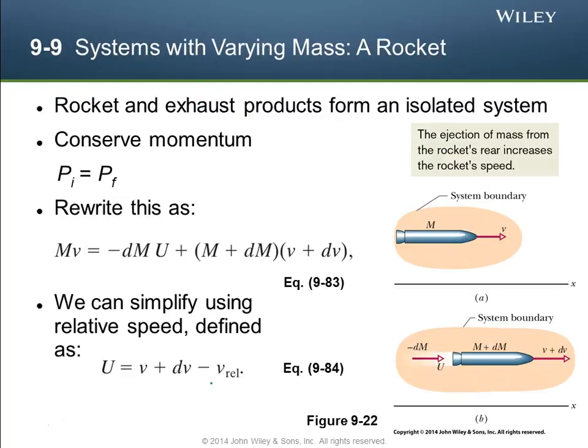Now, we're going to deal with some systems that are a little more complicated in that their mass changes. The easiest example of this is a rocket. Well, why does the mass of a rocket change? Well, the rocket is using fuel to propel itself.